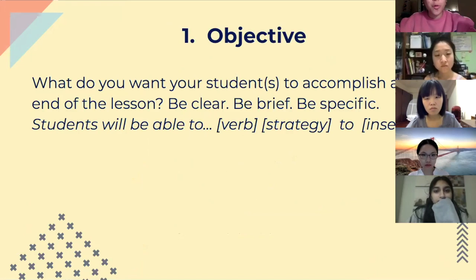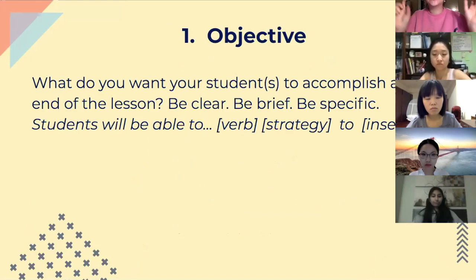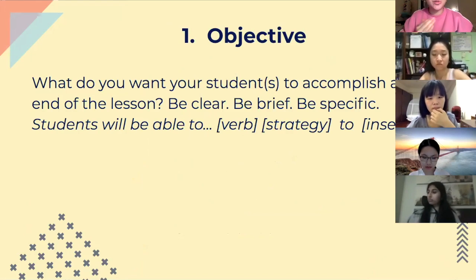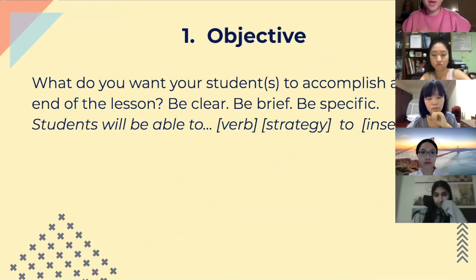So what do you want your students to specifically accomplish at the end of that one lesson? Be clear, be brief, be specific. And the template that everybody uses is "students will be able to..." Okay. Students will be able to verb, strategy, to skill. And I'm going to show you what that looks like.